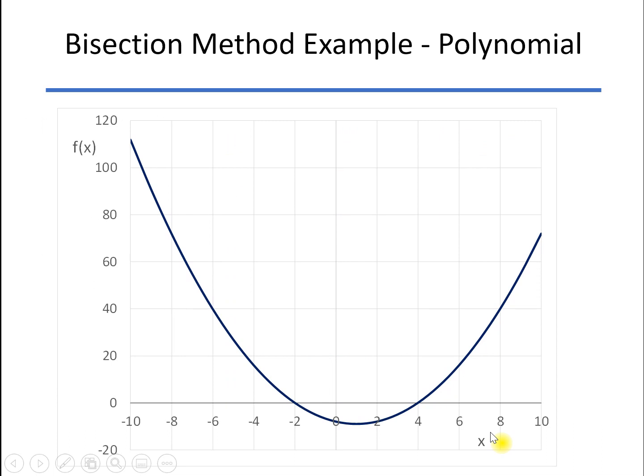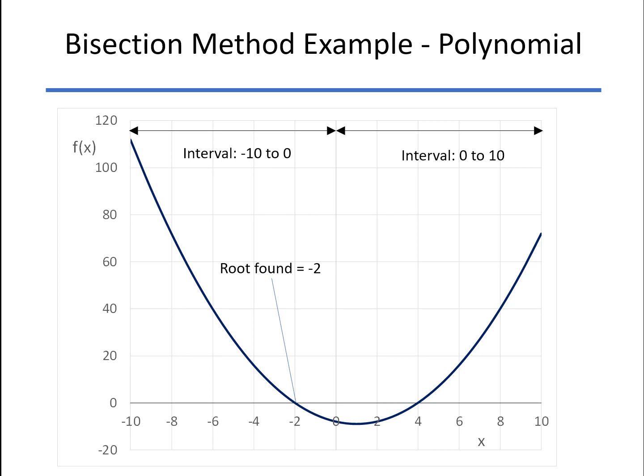And if we look at the graph of that function, you can see that if I made the interval minus 10 to 0, then the root I found is x equals minus 2. On the other hand, if I set my intervals from 0 to 10, then I'm going to find the root of 4. But in both those cases, notice positive value here, negative here. We know it crosses somewhere within that interval. Same thing here. Positive, negative, so we know it crosses somewhere.